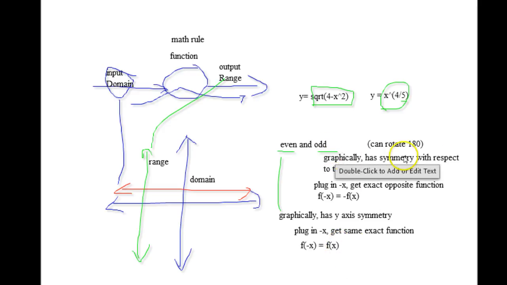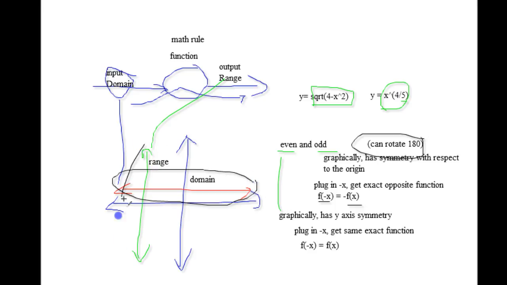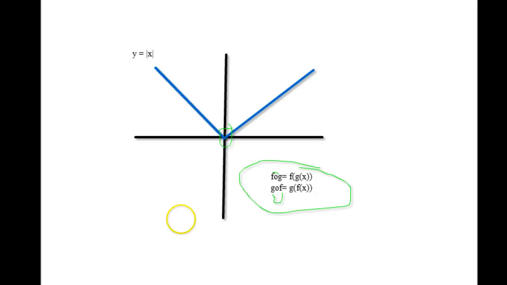Odd functions, graphically, have symmetry with respect to the origin. In other words, they can be rotated 180 degrees. That's the meaning behind it. Algebraically, if you plug in negative x, you get the exact opposite function. Also remember your domain goes from left to right, your range goes up and down. You should be fine with graphs. If we've made it to this point, we should be pretty good.